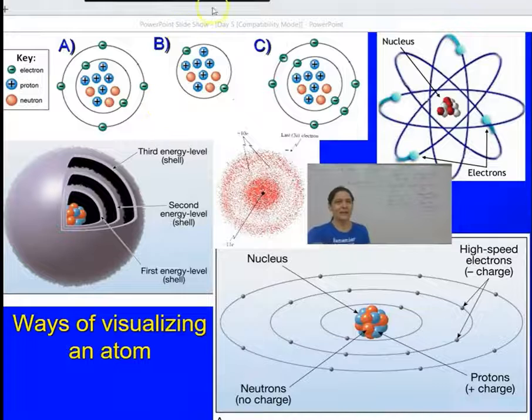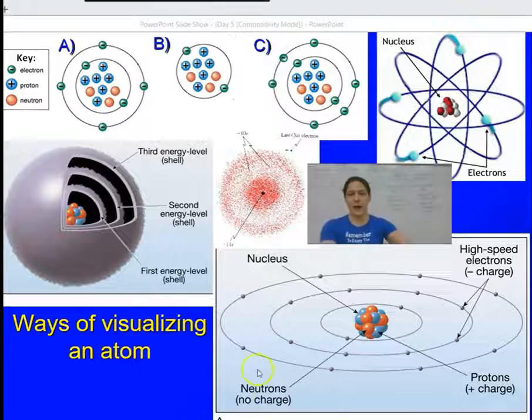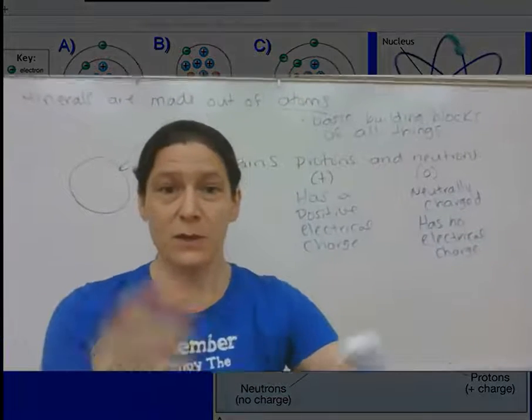So just looking at these pictures here, in all three of these pictures, I have six blue circles. They have plus signs within them. So it has six protons. And then it has three red circles. Those are the neutrons. So I'm just going to draw any one of them on the board. They all look the same from the nucleus perspective.